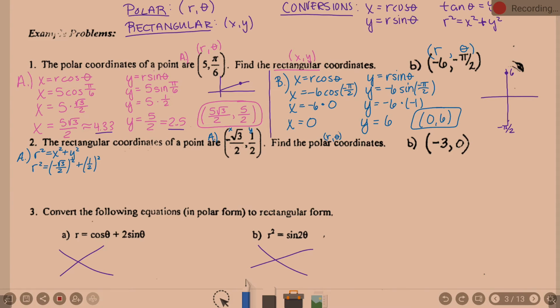Okay. Negative square root of 3 over 2. The negative squared becomes positive. The square root of 3 squared becomes 3. And the 2 squared becomes 4. So that is 3/4. 1/2 squared, 1/2 times 1/2, which is 1/4. So we end up with r squared equals what? 1.